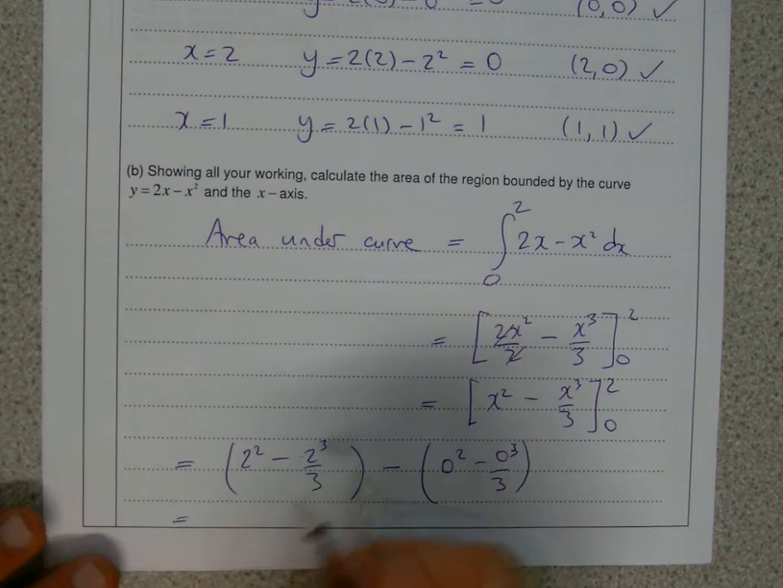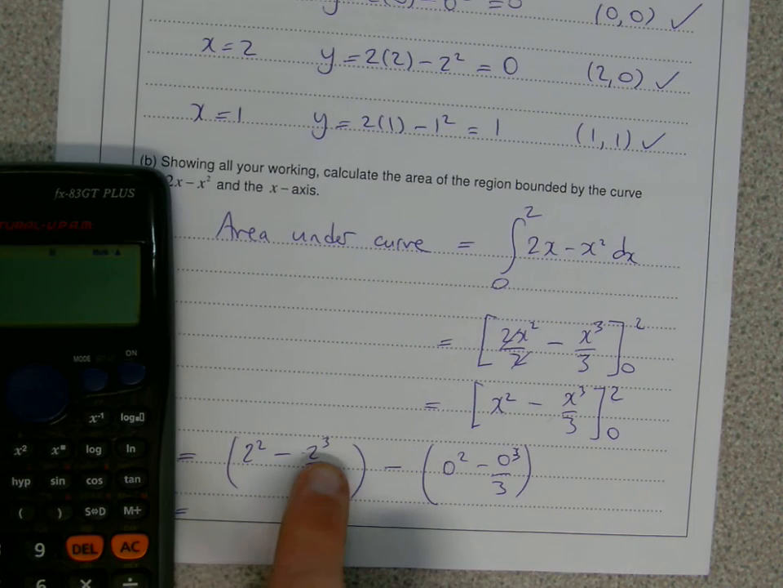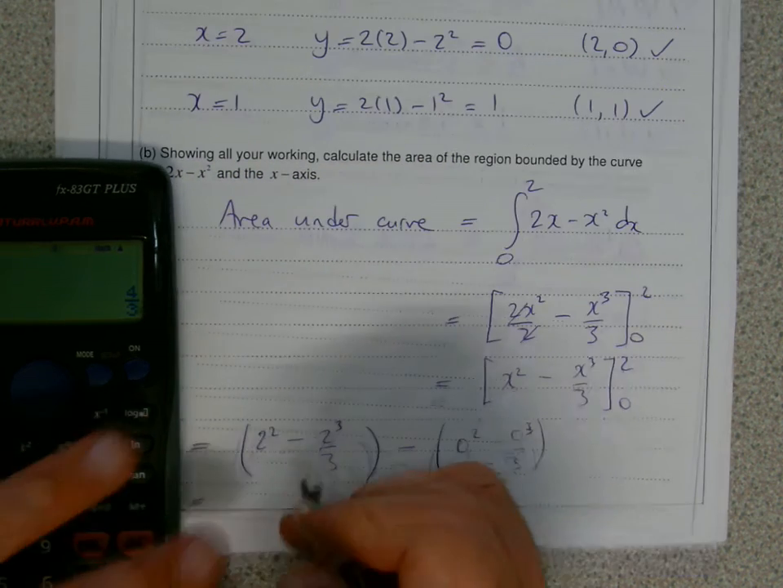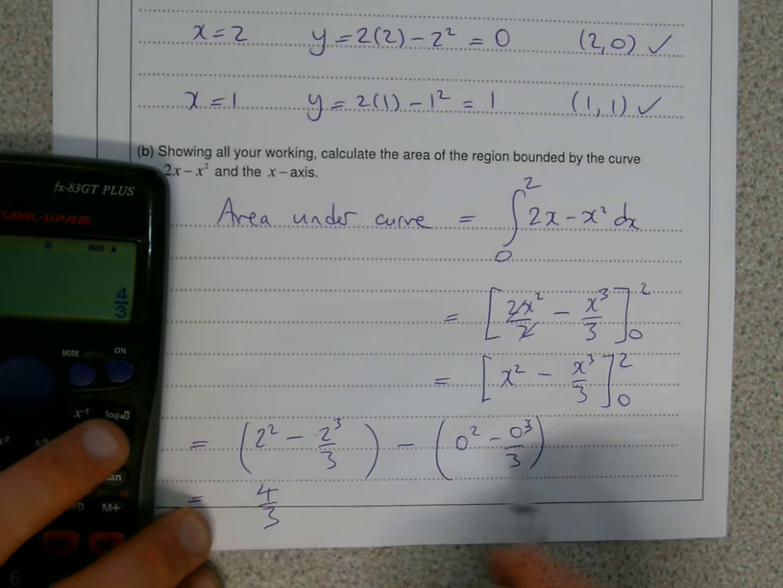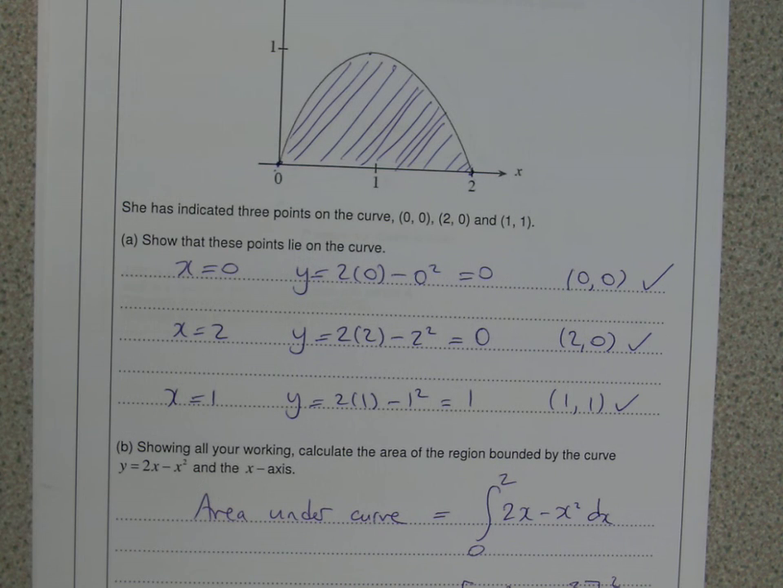So then we break this bracket out here. 2 squared, of course, I know is 4, take away 2 cubed, which is 8, so 8 over 3. And of course then I get 4/3 for that. And the second bracket just becomes 0, so my answer is just 4/3. That's the area there. That's what this comes to. It comes to 4/3.